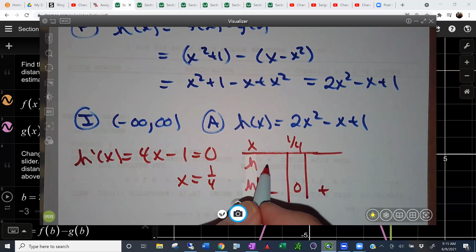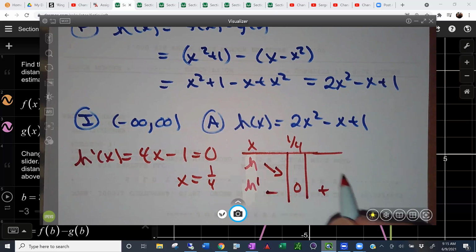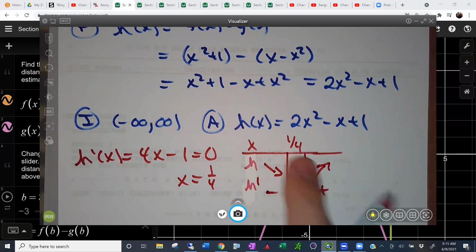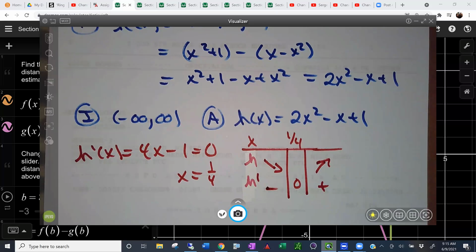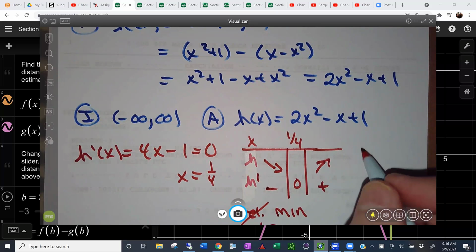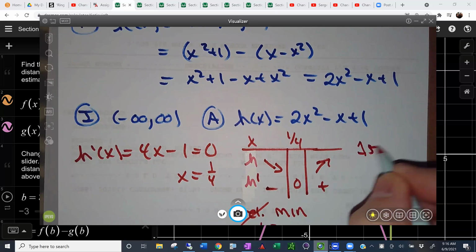So what's happening with the function? It's decreasing and then increasing. What does that make that point? Minimum. Yeah, that has to be a minimum. And actually, it's not even a relative minimum. It's an absolute minimum. Because this is a parabola, it's not going to get any lower than that. There is another way to do this. This is what's called the first derivative test.